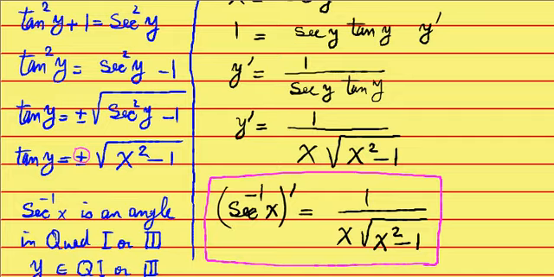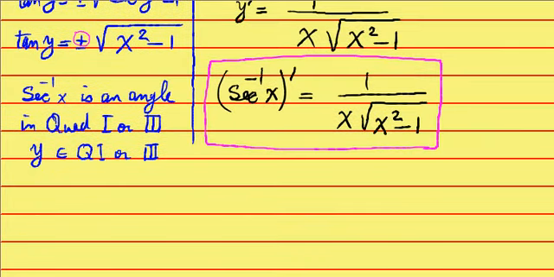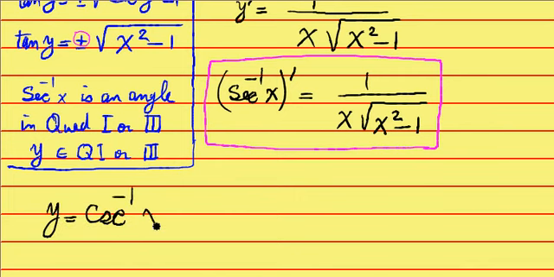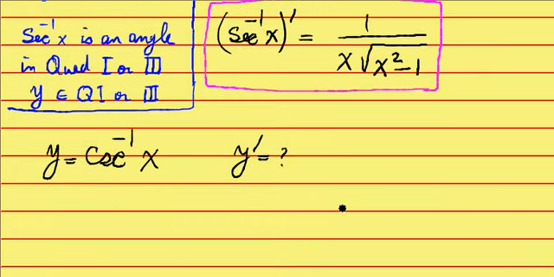Let me leave it at that and move on to the final formula for this section. Our next question is, suppose y is equal to cosecant inverse of x. What is y prime? Let's do that for the sake of completeness as well.